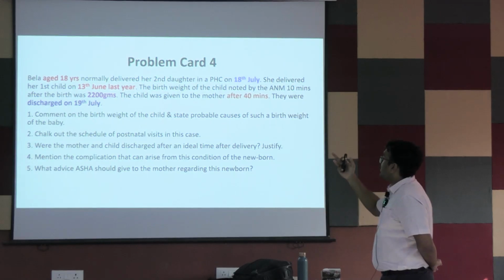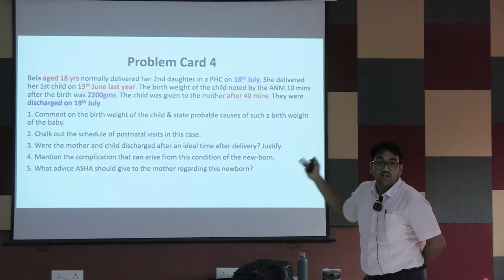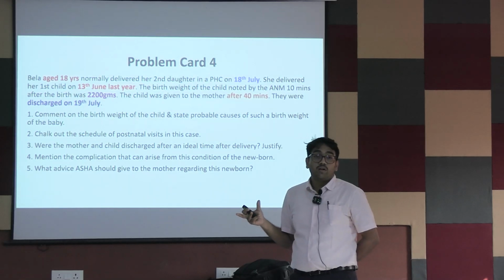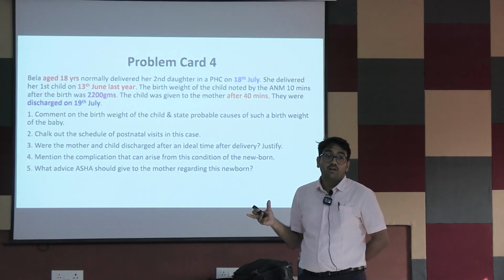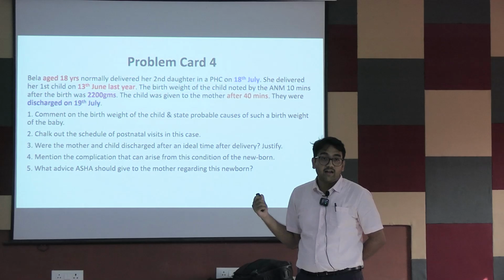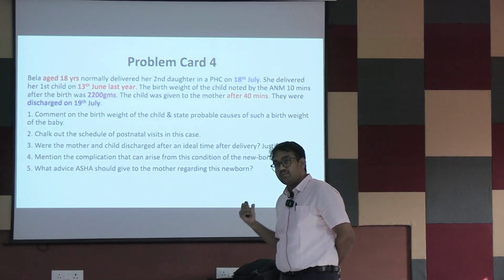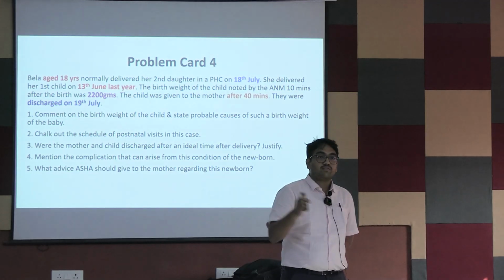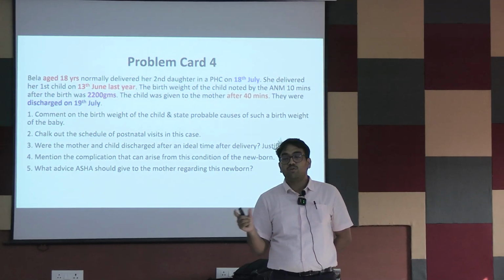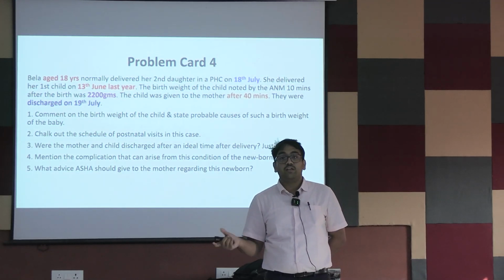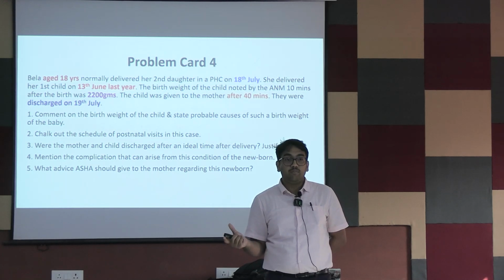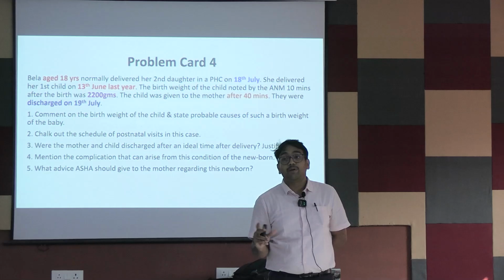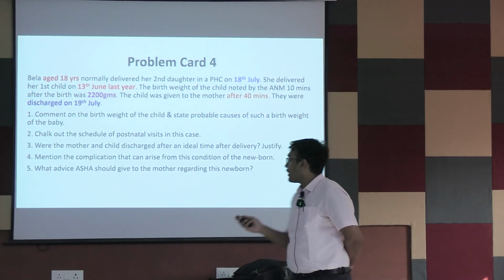Next, she delivered her first child on 13th June last year. That means, what is the conclusion out of this? Spacing is not there. The adequate spacing is not there. The last child was in June. This child is in July. That means only 1 year gap between consecutive childbirths. That means only around 3.5 month gaps between consecutive pregnancies, isn't it?